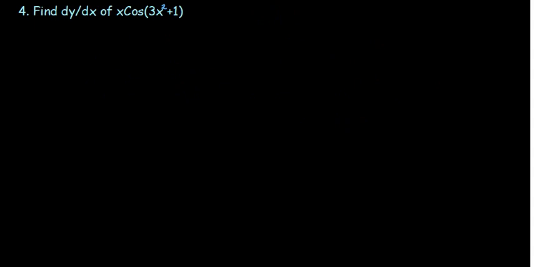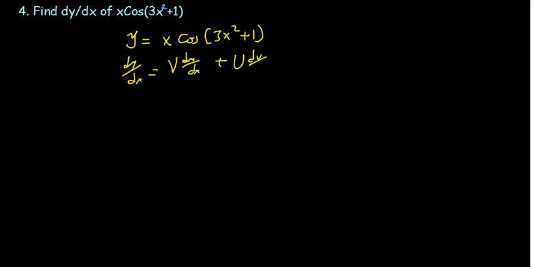Let's consider this one. Find dy over dx. So we have got y is equal to x cos 3x squared plus 1. How do we go about it? Well, we can see this is a product. We have got x multiplying with this. So whenever it's a product, dy over dx is going to be equal to v du over dx plus u dv over dx. So I can get anything as v and anything as u, but mostly you get the first as u following the alphabet and the second as v. So I'm going to maintain the second, that is cos 3x squared plus 1, and then differentiate the first.